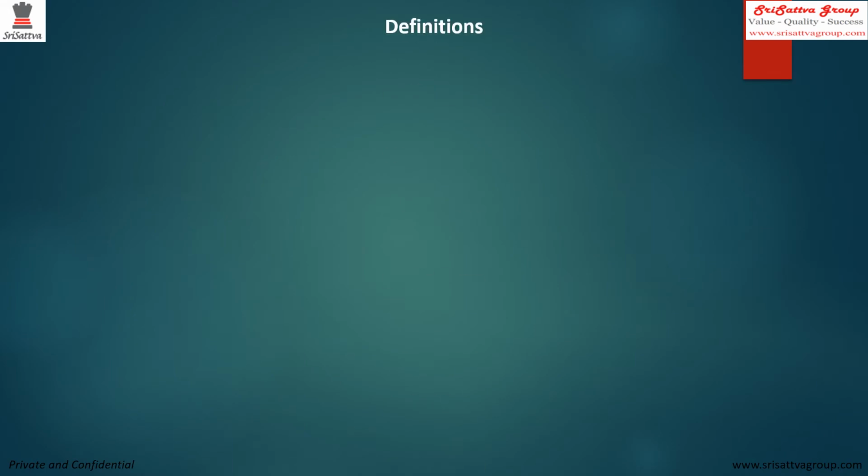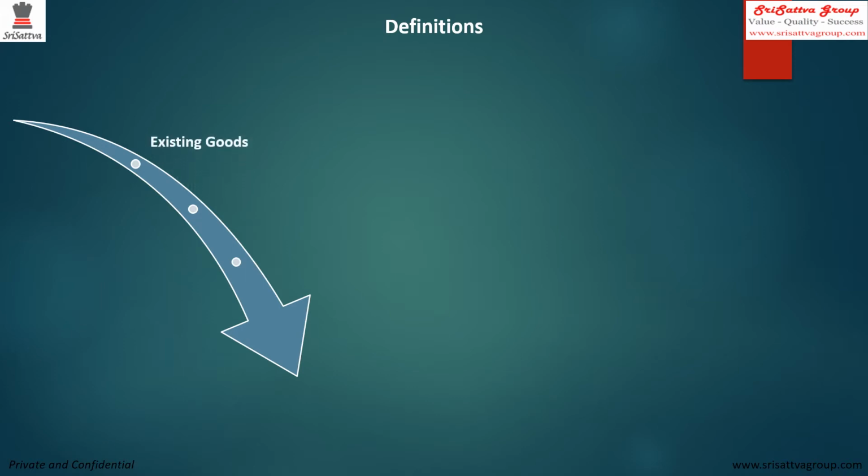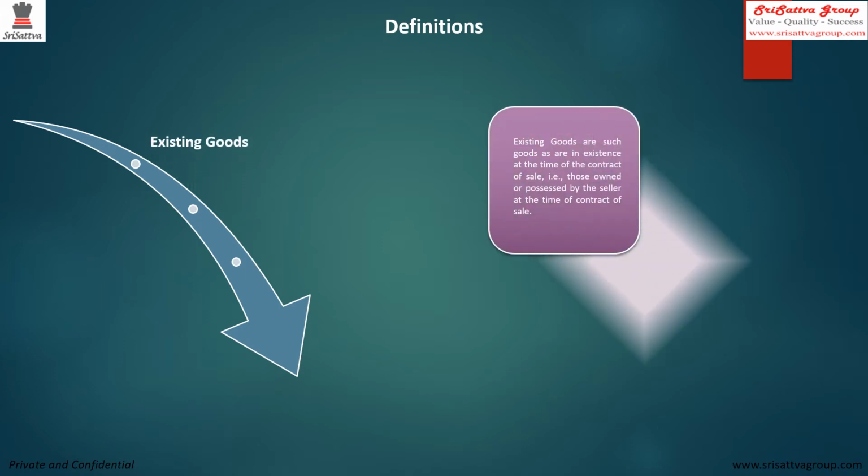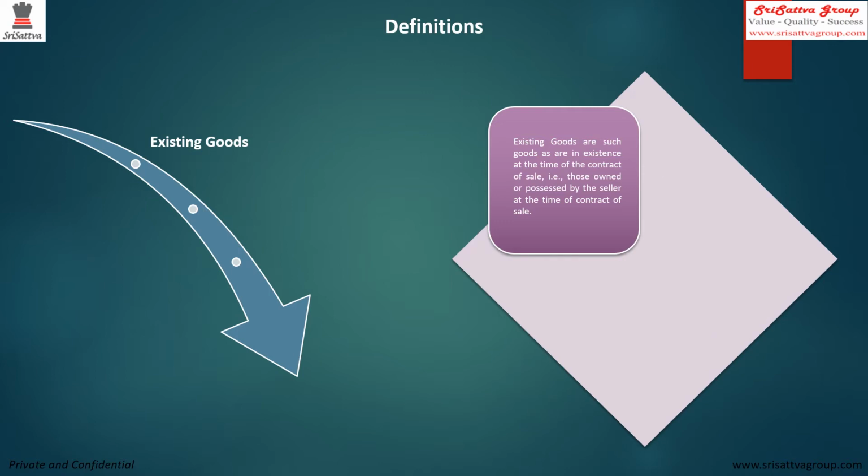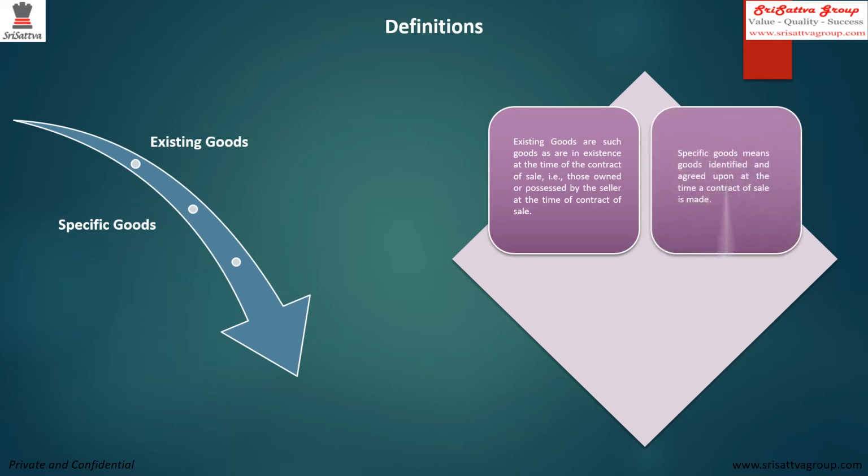Definitions. Existing goods. Existing goods are such goods as are in existence at the time of the contract of sale, that is, those owned or possessed by the seller at the time of contract of sale. Specific goods. Specific goods means goods identified and agreed upon at the time a contract of sale is made.